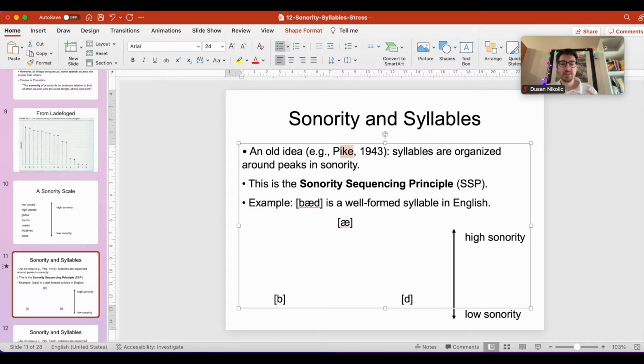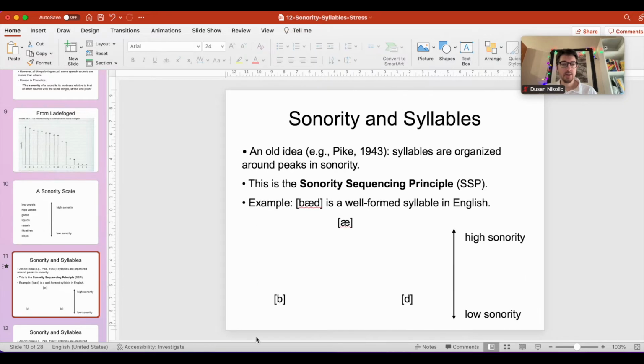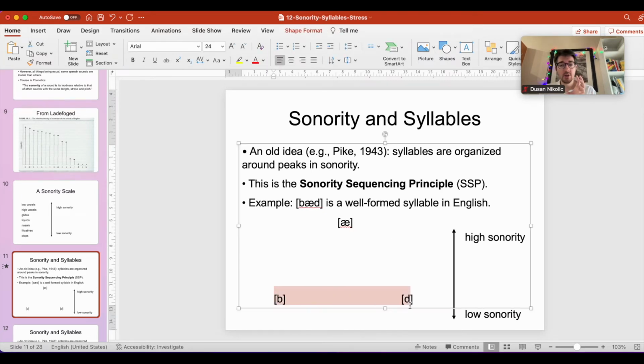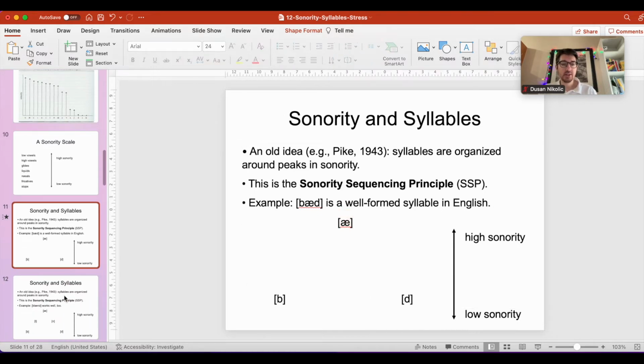And the idea with the syllable is that it is going to have some sort of anchor or peak in the middle of it. For example, this will be the stop, right? And stop is low in sonority, like we showed here. This one will also be the stop, and it is very low in sonority. But in the middle of this word, which is monosyllabic, or has one syllable only, there is a low vowel, which is very high in sonority. And this is a well-formed syllable in English.